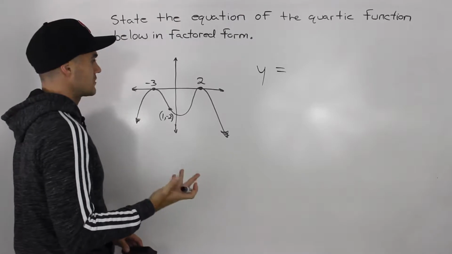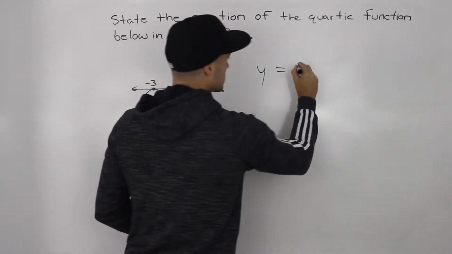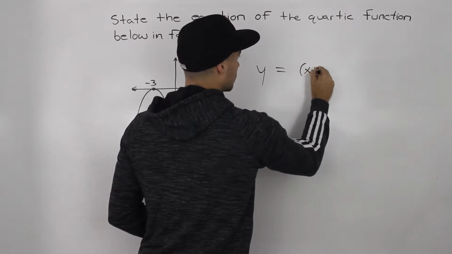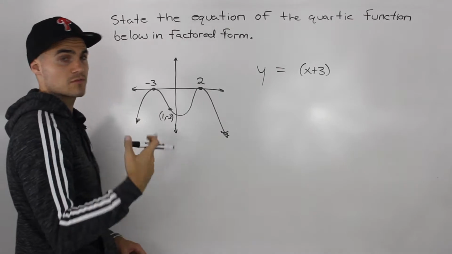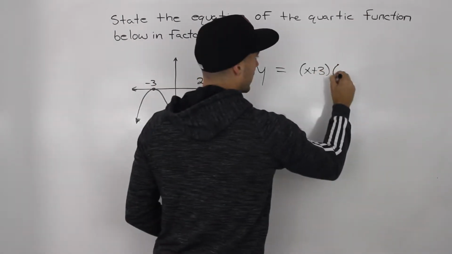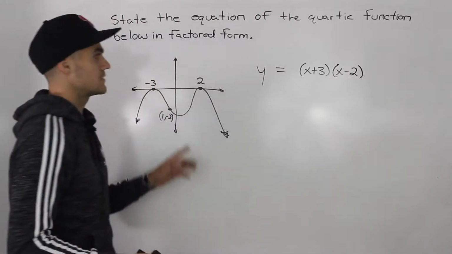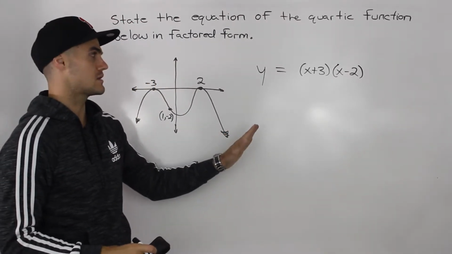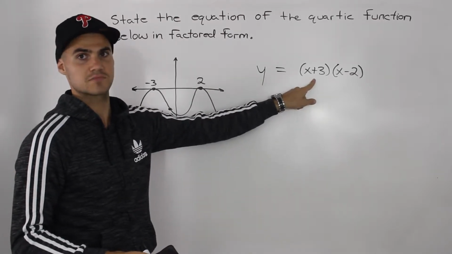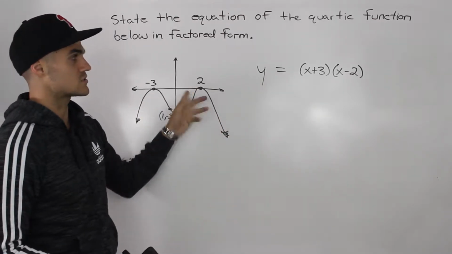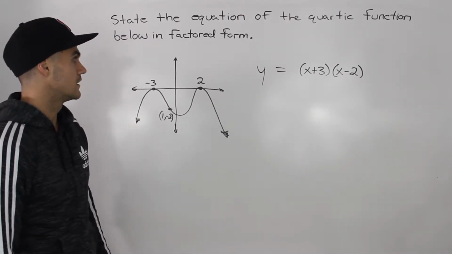the x-intercepts. So notice how there's an x-intercept of -3. So we know one of the brackets of the quartic function is going to be x plus 3. And then this x-intercept of +2, we know another bracket is going to be x minus 2. Right? So it's always x minus the x-intercept. So x minus -3 turns into x plus 3. And then +2 is just x minus that x-intercept of +2.